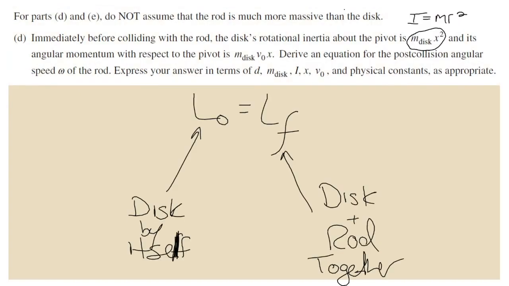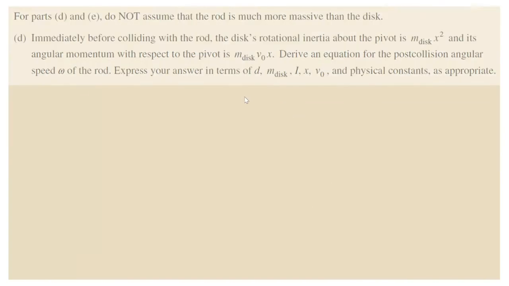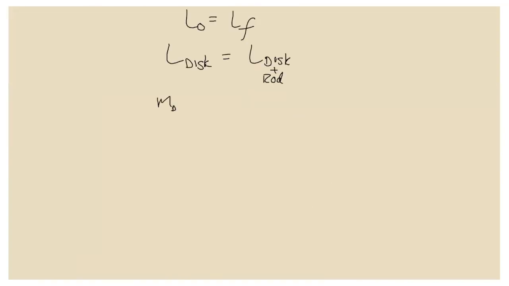So let's start here with the physics principle. We'll say here the initial angular momentum is equal to the final angular momentum. I'm actually going to write here L disk is equal to L disk plus rod, just so we don't forget that that's the case going forward. Now, whenever we've done these conservation of angular momentum problems, we've never done that, but just for now, I'm going to. So they actually already told us here the angular momentum of the disk with respect to its pivot point is m disk v naught x. So I'm going to write here m disk v naught x.